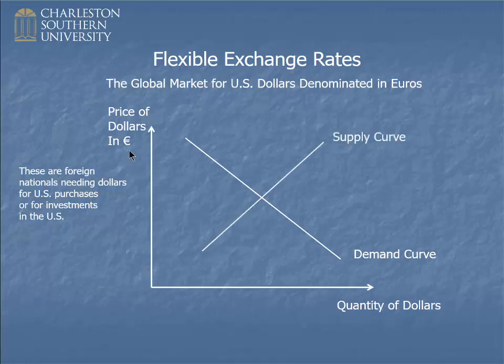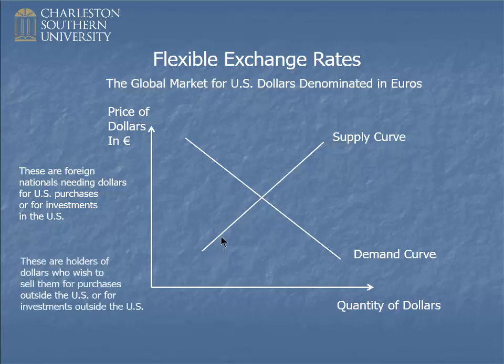There would also be a supply curve of U.S. dollars, and these people would be holders of dollars, probably Americans, but holders of dollars who wish to sell them for purchases outside the U.S. or for investments outside the U.S. So these are people who are holding dollars who are eager to sell them, and they would sell them at some euro price. So there would be some equilibrium established, just like we did in the first week or two of our class.